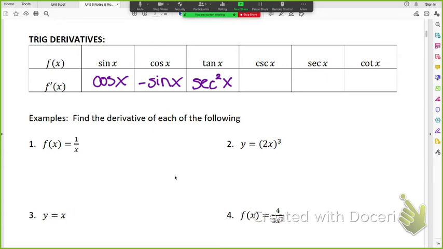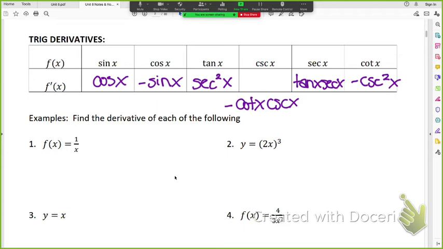Okay? Is cosecant x the negative cosecant x? Yep. I didn't make this box big enough. Cosecant's derivative is negative cotangent times cosecant. Then it's secant x times tan x. Cotangent is negative cosecant squared.